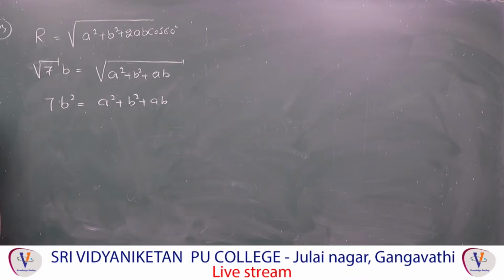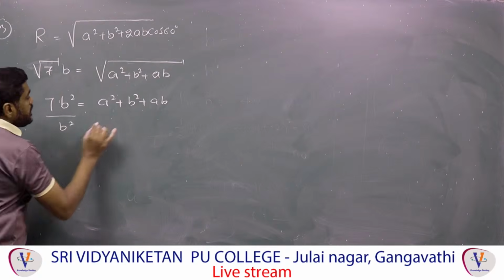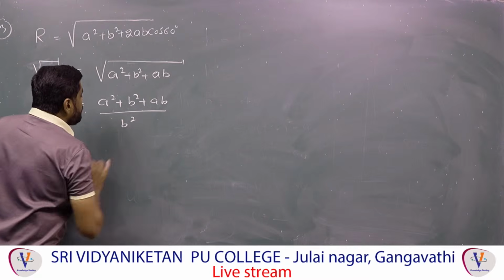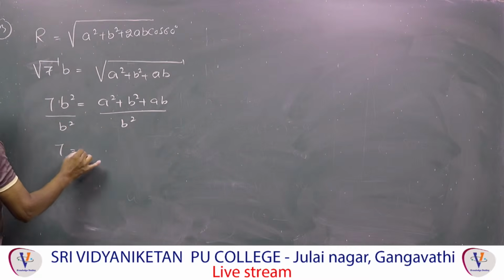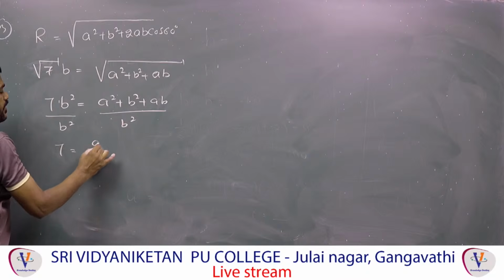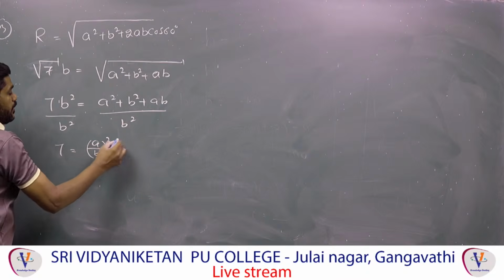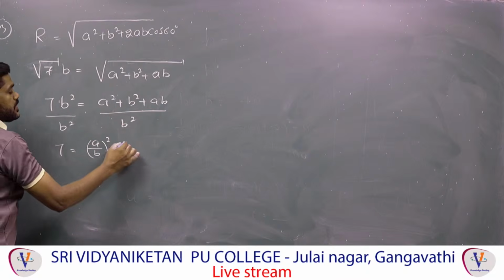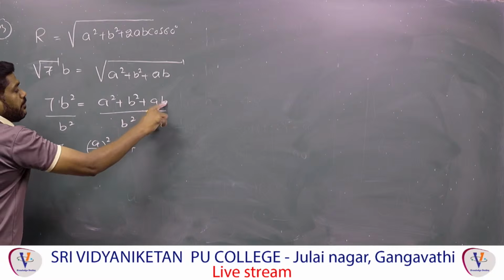We got it. Now, what they are asking is a by b. If you divide on both sides by b square, you will get 7 is equal to a square by b square, nothing but a by b whole square, plus b square by b square which is 1, plus ab by b square, meaning what?